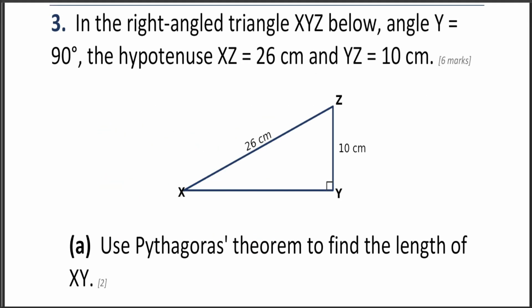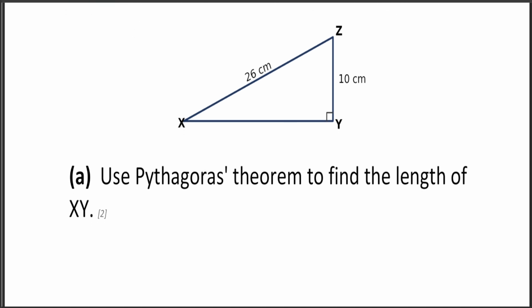This is a similar question. In the right angle triangle XYZ, below, angle Y is equal to 90, the hypotenuse XZ is 26 centimeters and YZ is equal to 10 centimeters. Use Pythagoras theorem to find the length of XY. So if this is A and this is B, this is C, we are searching for B, and therefore we use C squared, the longest side, minus A squared is equal to B squared.